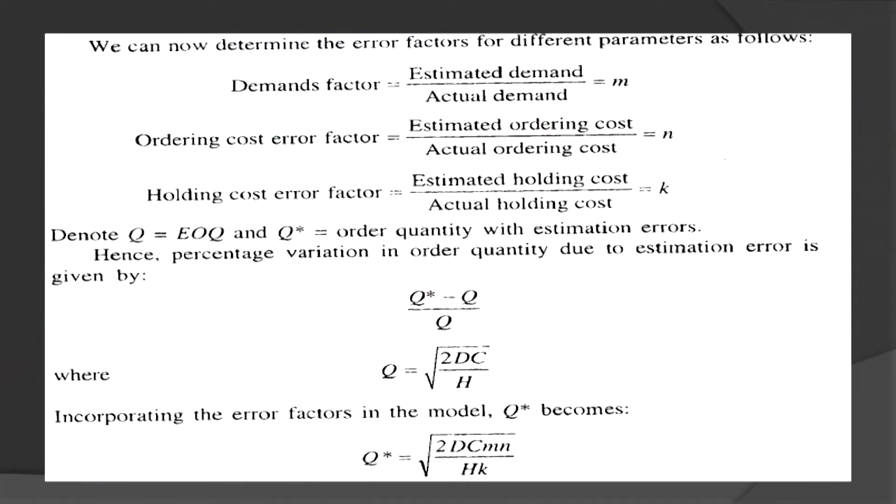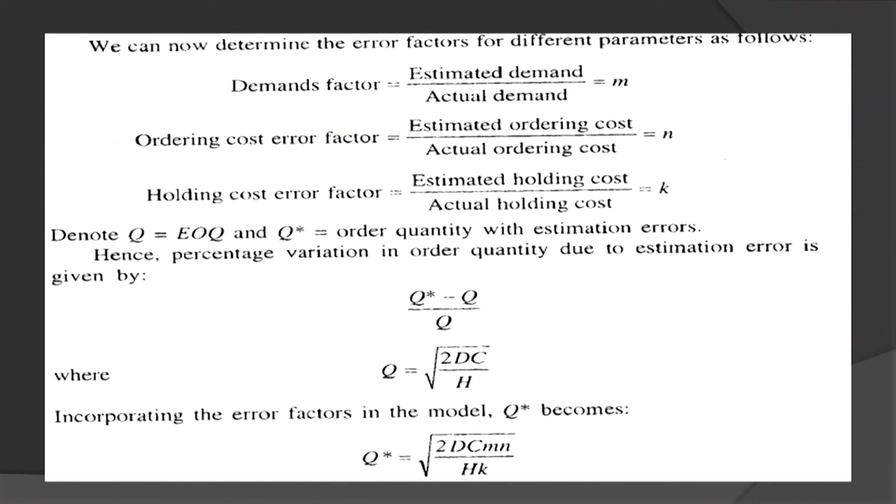The third cost is the holding cost or the carrying cost. It is sometimes difficult to identify the carrying cost or holding cost, that is, how much investment is required to be made, how much funds are required to be invested in a given amount of inventory, and what will be the carrying cost or holding cost for that. So, for working out the error factor for the holding cost, it is estimated holding cost divided by actual holding cost, and let us denote it by K. So now we have got the model.